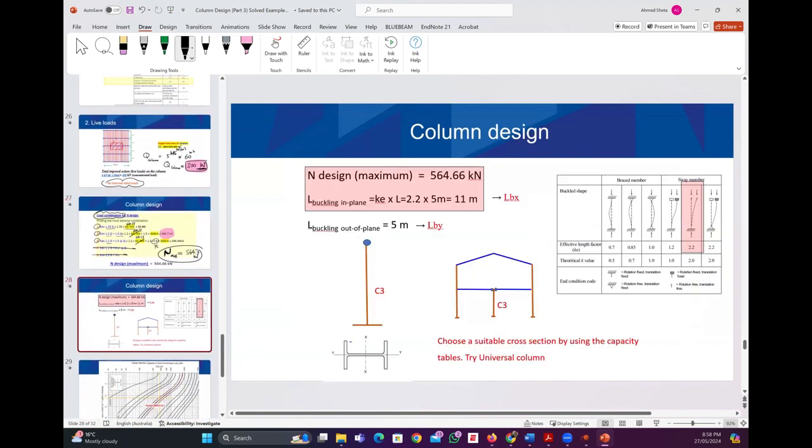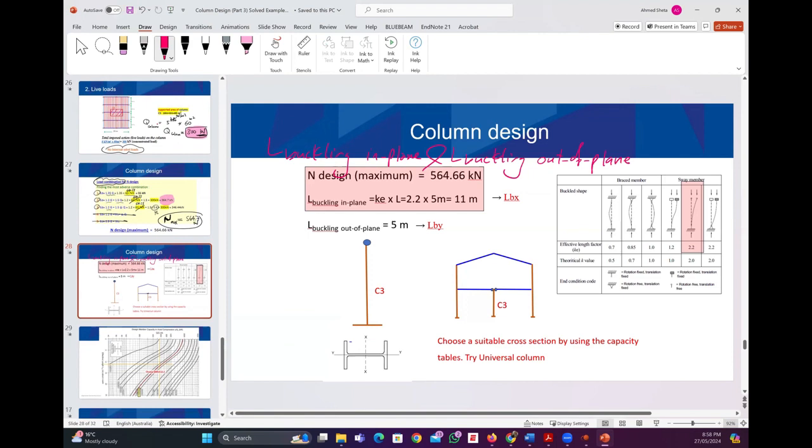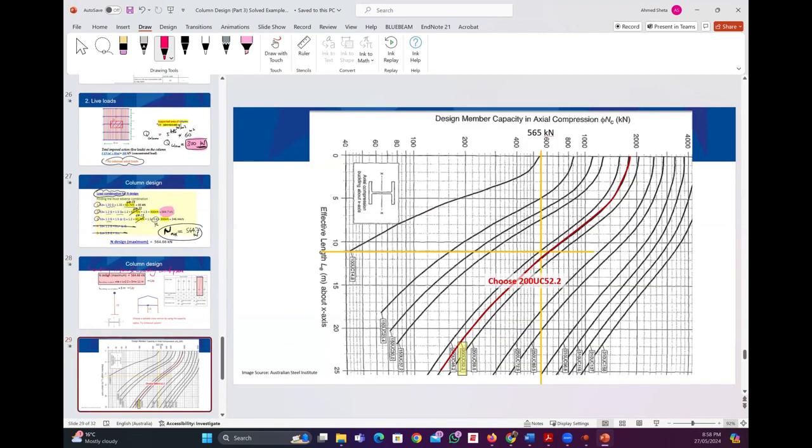What is the next step, Shannon? You mentioned this was your problem, right? Yes. The next is L buckling in plane and L buckling out of plane, right? Why do we need both of them? We need both of them to go to the chart.